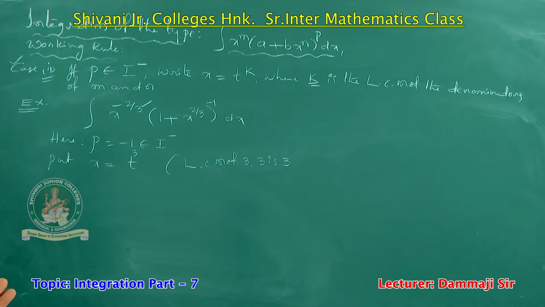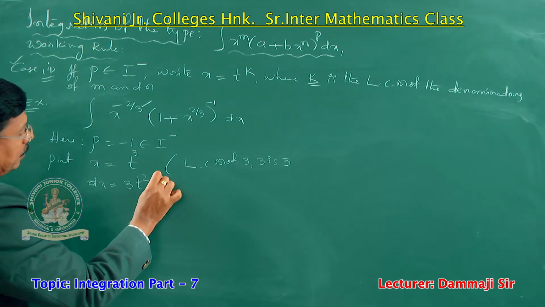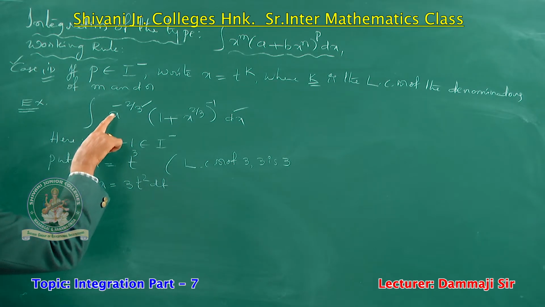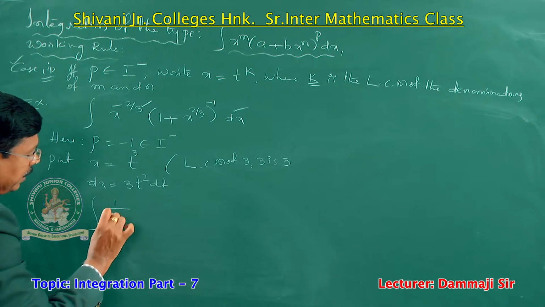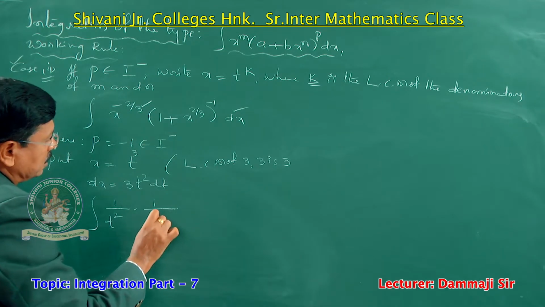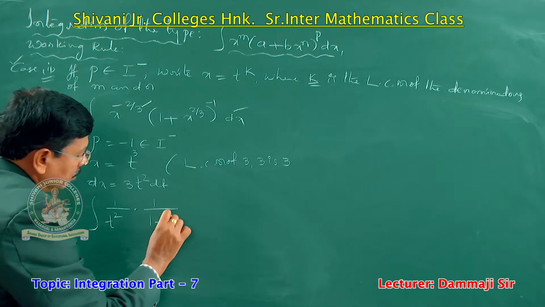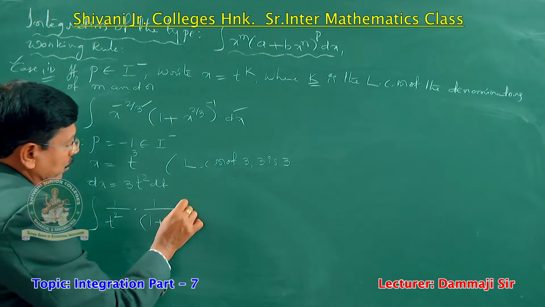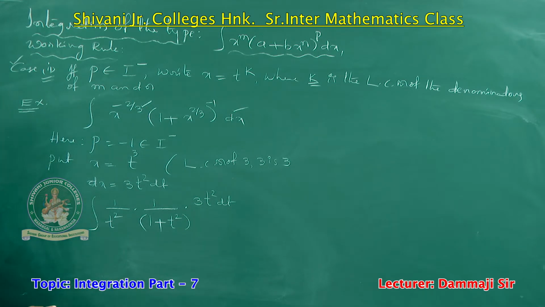Okay, fine. What about next? Then dx is 3t square dt. Next, t is equal to x^(1/3). Here x^(-2/3) comes to the denominator, that is 1 by t square. Then 1 by 1 plus x^(2/3), which gives t square, because the power minus 1 comes to the denominator. In place of dx we have 3t square dt.